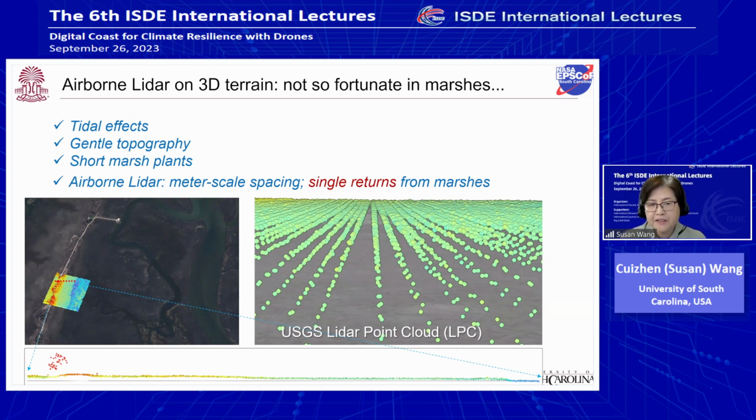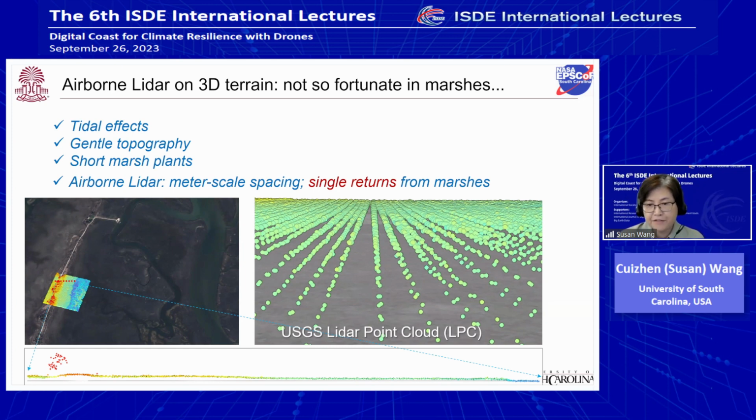So tidal effects make it difficult, almost not possible, for airborne LiDAR to collect vegetation data in the coastal zone, except in the low tide window. It's just too short. And also the marsh plants are not tall enough to capture the plant structure.